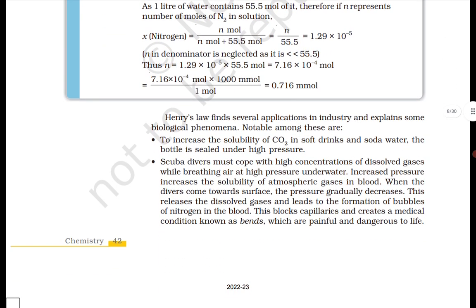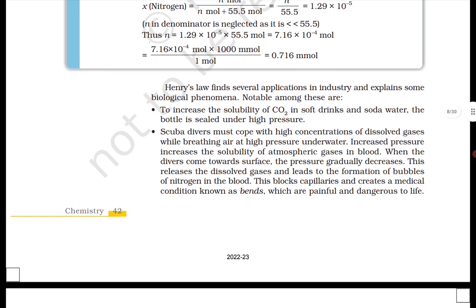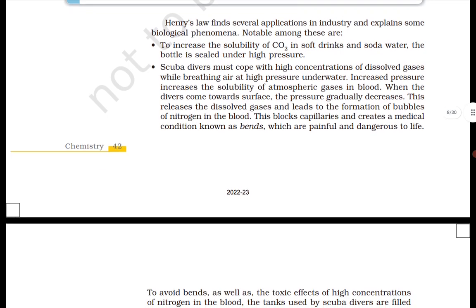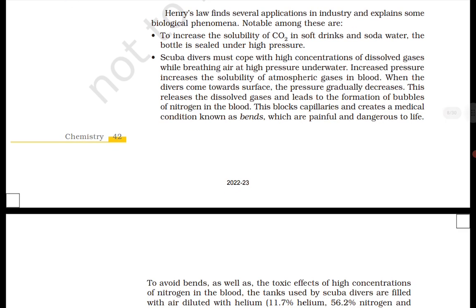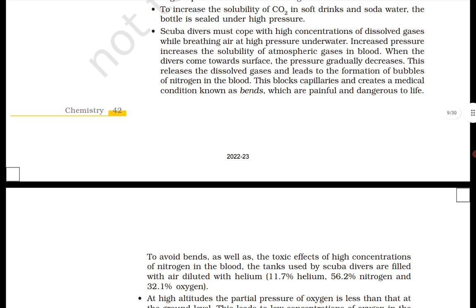Henry's law finds several applications in industry and explains some biological phenomena. Notable among these: to increase the solubility of carbon dioxide in soft drinks and soda water, the bottle is sealed under high pressure. Scuba divers must cope with the high concentrations of dissolved gases while breathing air at high pressure underwater. Increased pressure increases the solubility of atmospheric gas in blood.